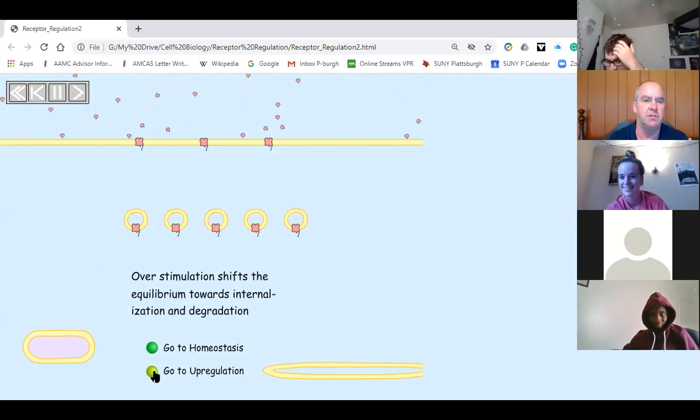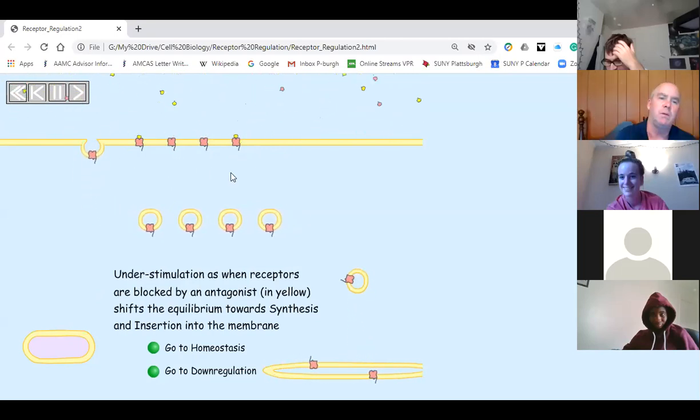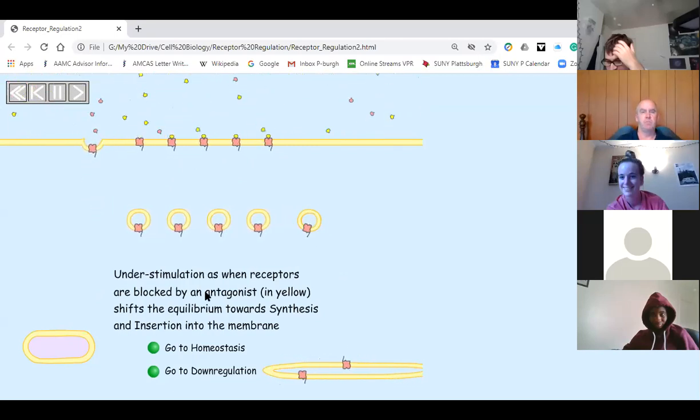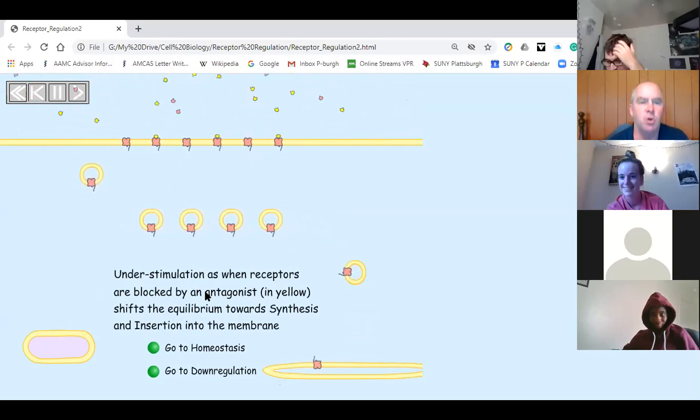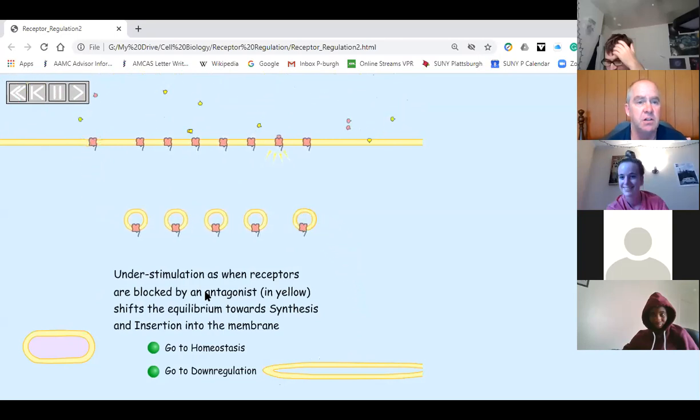If you do the opposite, here, these little yellow things are blocking the receptor. So these are antagonists blocking the receptor. We've got no stimulation of this cell anymore. So now the equilibrium is going to shift towards putting more receptors in the membrane and making more receptors, or making this cell more sensitive, super sensitive to the neurotransmitter. And once you get enough receptors out there, you're out competing the antagonist, and now you are getting stimulation again. Now we're back to the amount of stimulation we had at the beginning with more receptors because we're blocking a lot of the receptors with the antagonist.